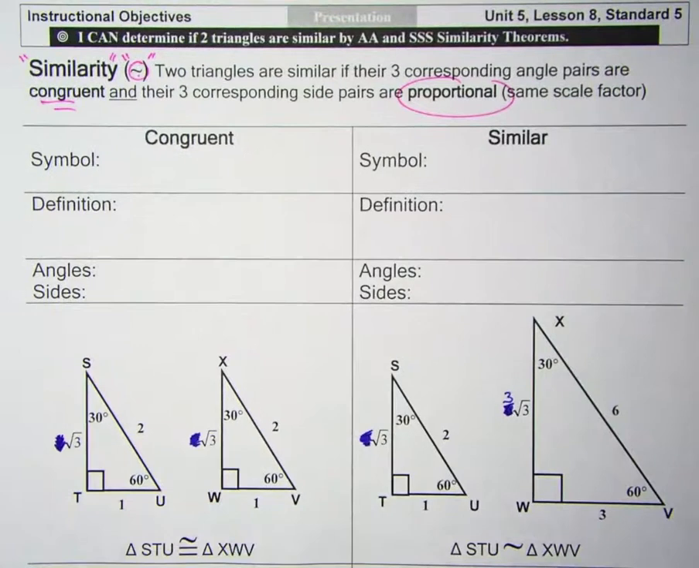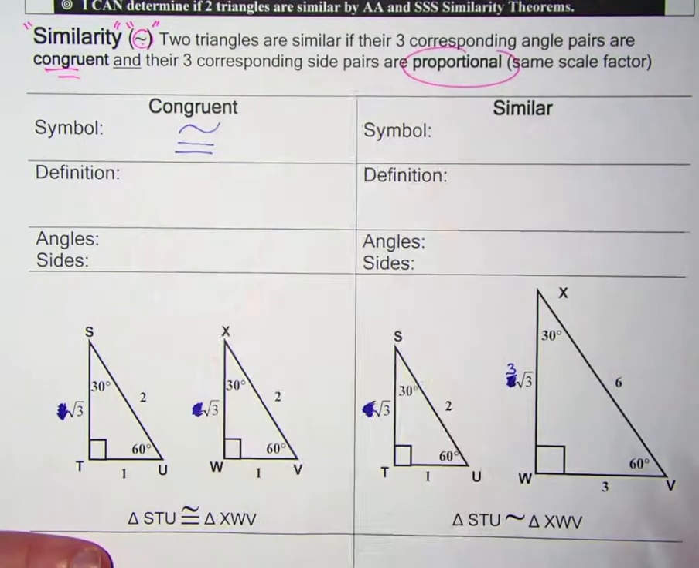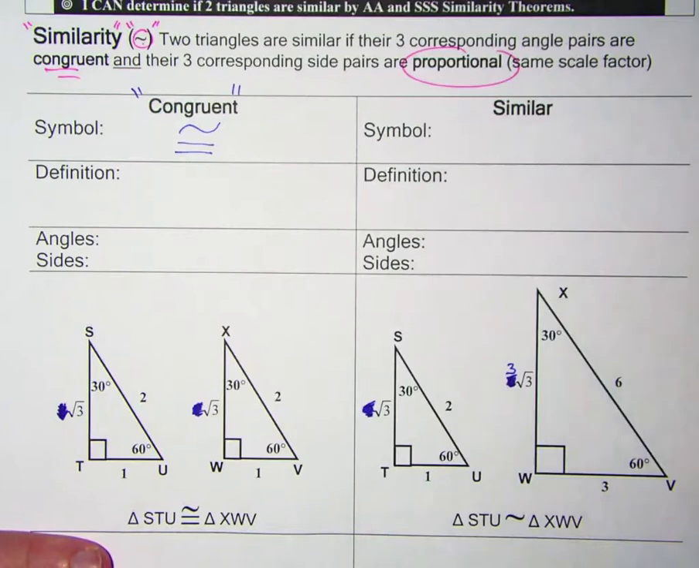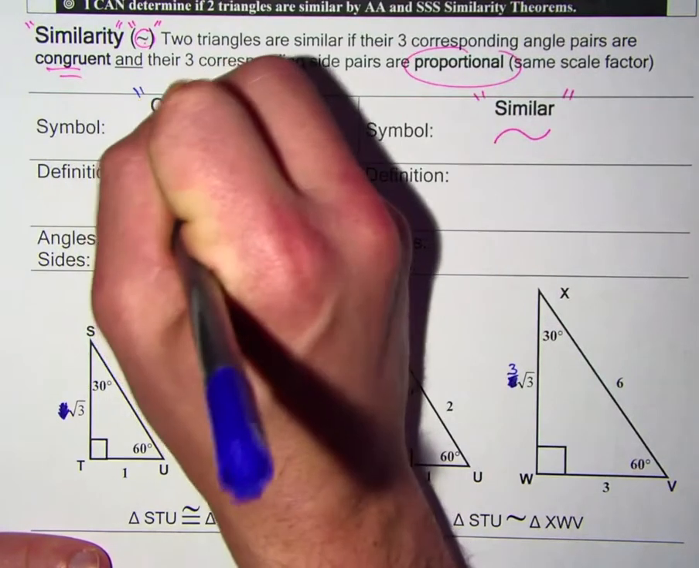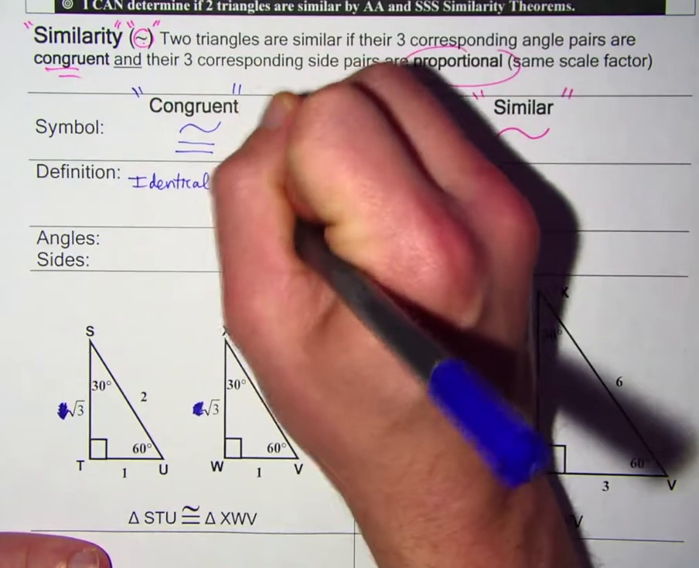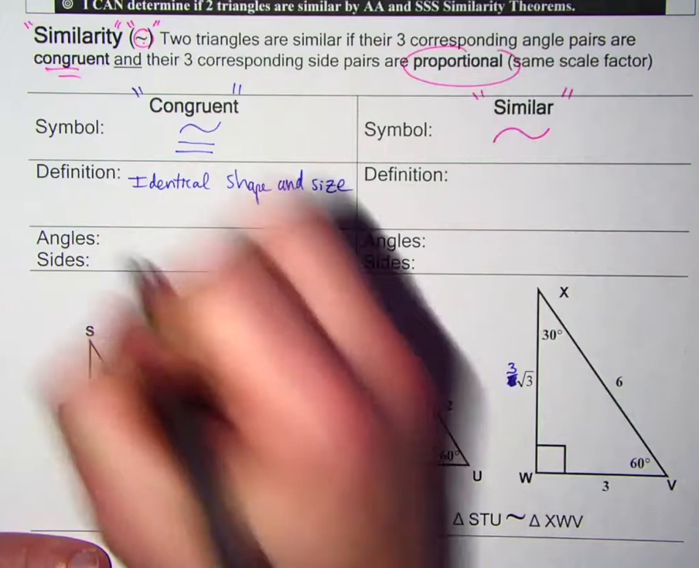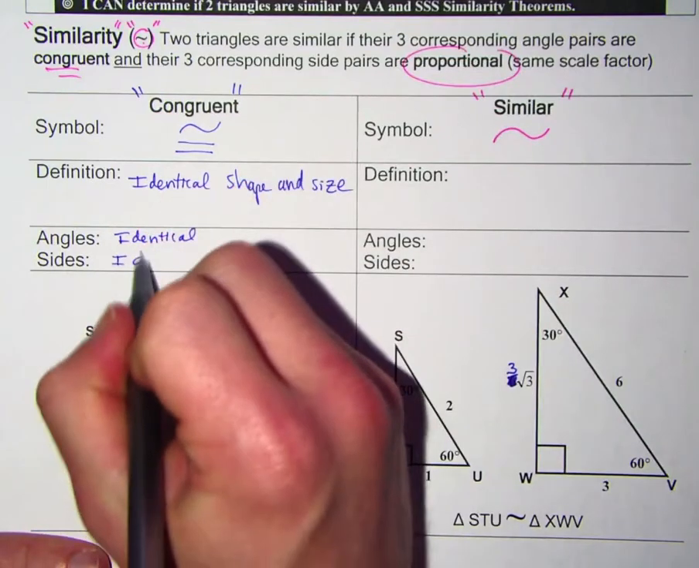We're going to dive into what that really means now, but let's first access what we already know. Let's talk about congruent. Congruent, the symbol, is this. You speak it congruent. The symbol for similar is this. You speak it similar. Now, the definition for congruent, you have the identical shape and size. Specifically, that means your angles are identical and your sides are identical.